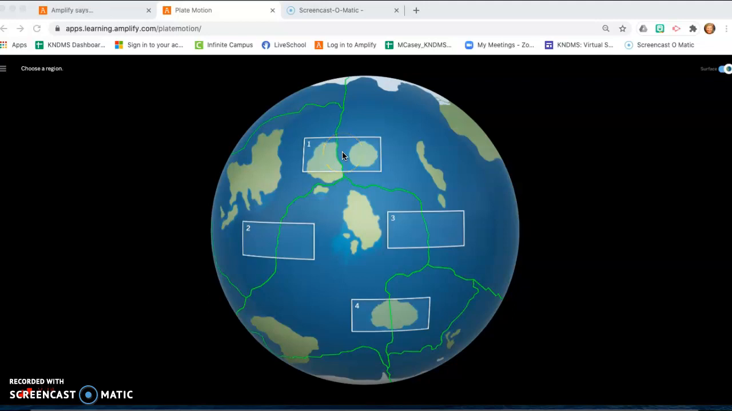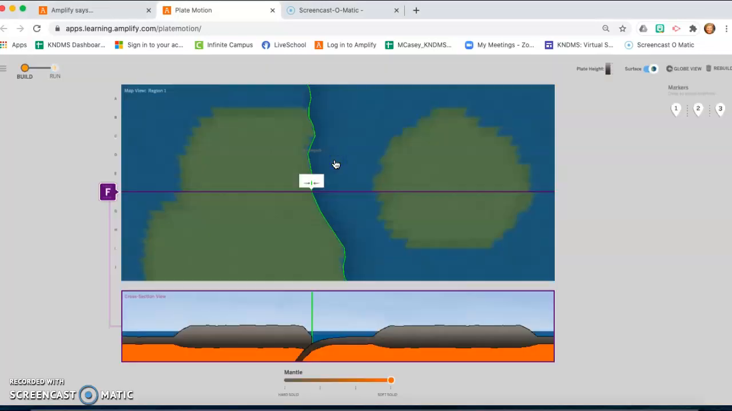I've already done that. It says select region 1, which is right here from the globe view, and then it says adjust the mantle setting to hard. That mantle setting is down here at the bottom, so we're making sure it says hard solid over on the left. Okay, did that. Then it says press run. That's blinking up here in the left-hand corner.